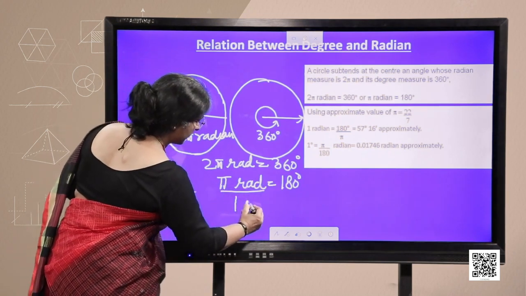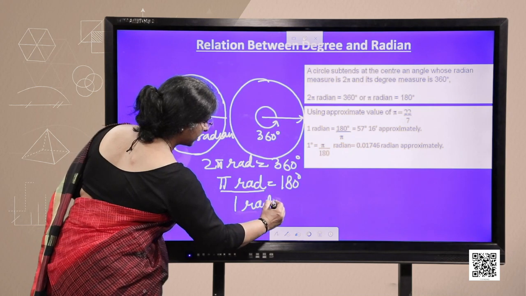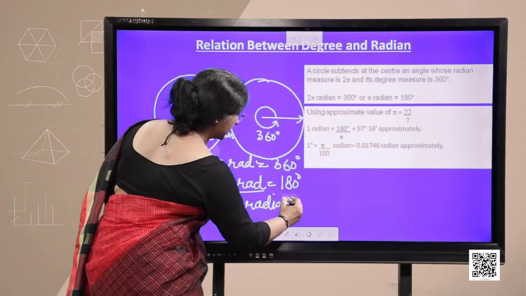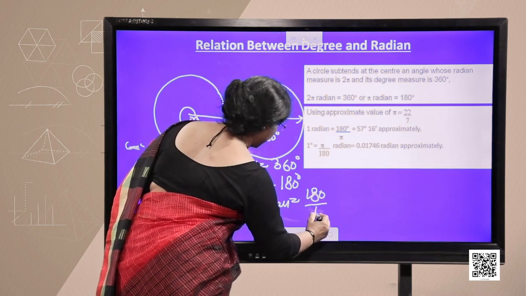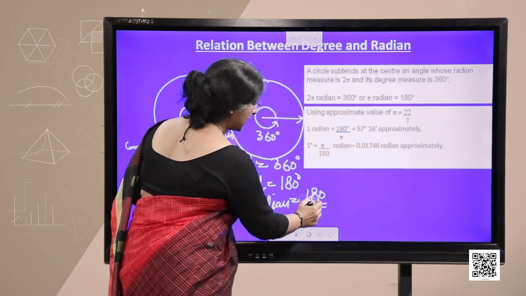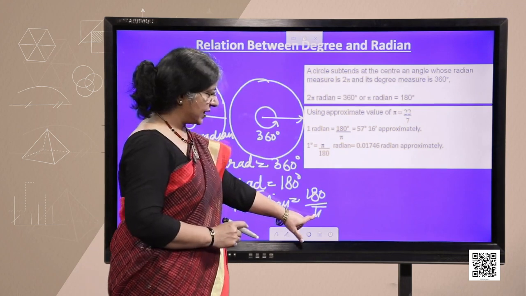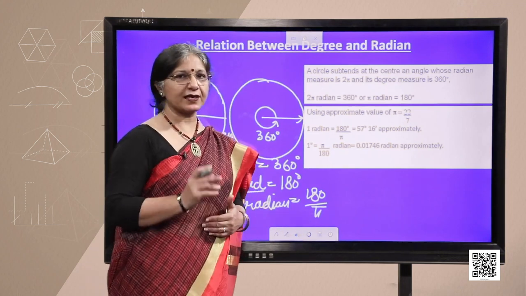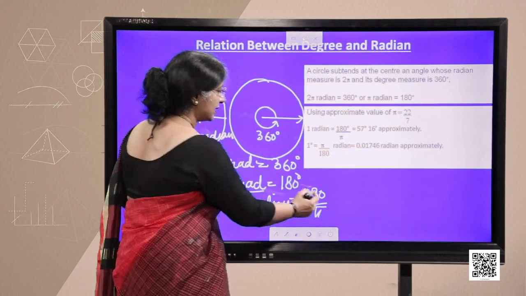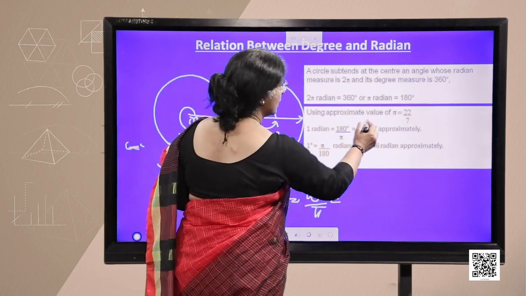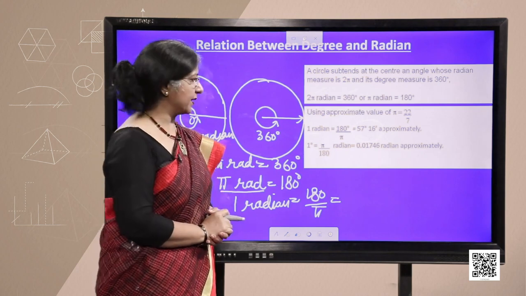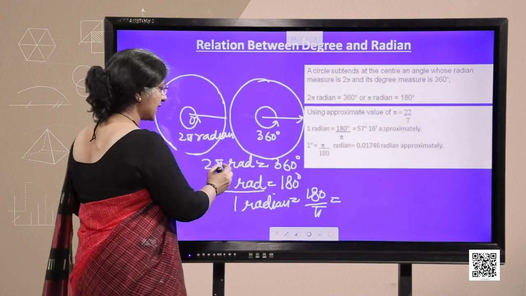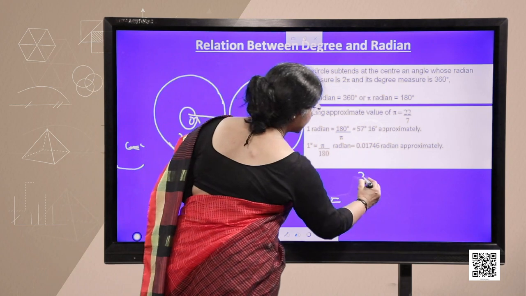So, by the unitary method, 1 radian is equal to 180 degrees upon pi, and if we replace the approximate value of pi, that is 22 by 7, then we get its value as 57 degrees and 16 minutes approximately.